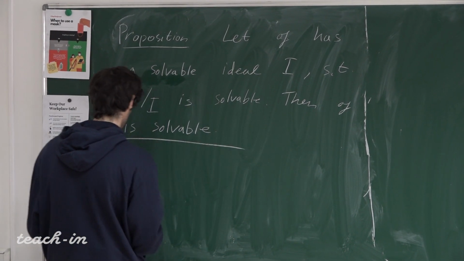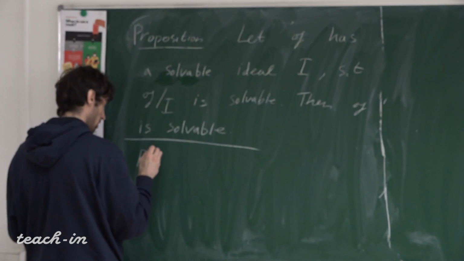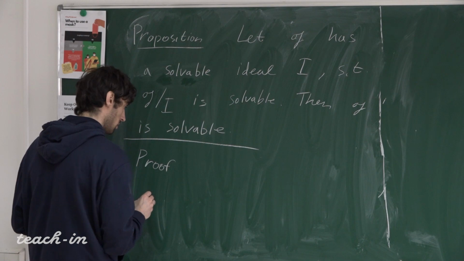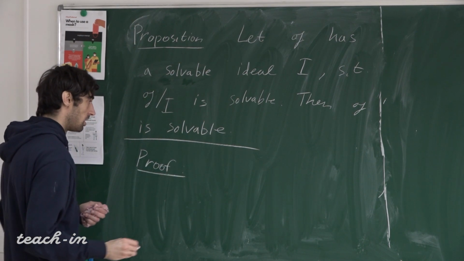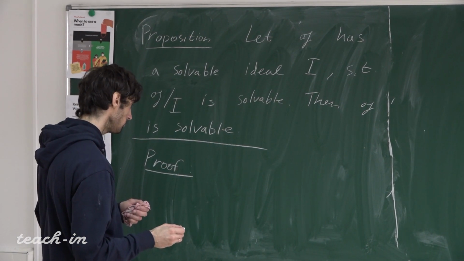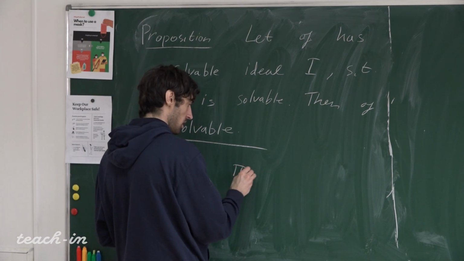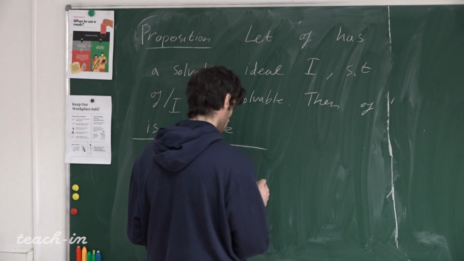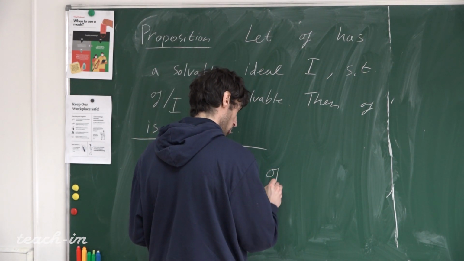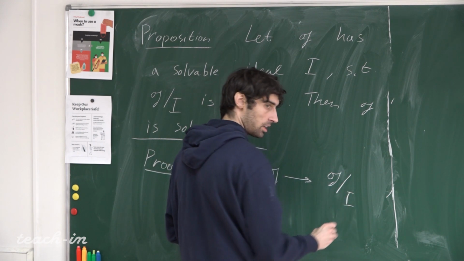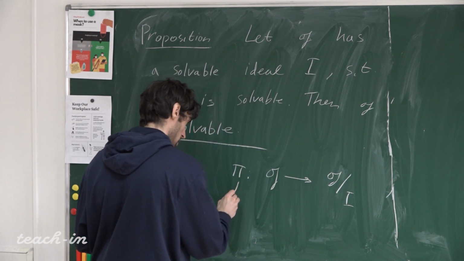Proof. Proof is two lines, or one if you write small letters. Well, we have a natural projection, right? Pi from G to G quotient by I. So it's the canonical projection.